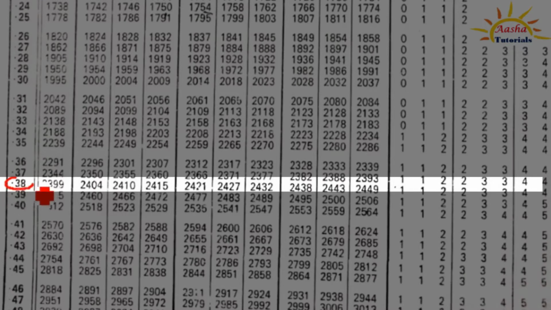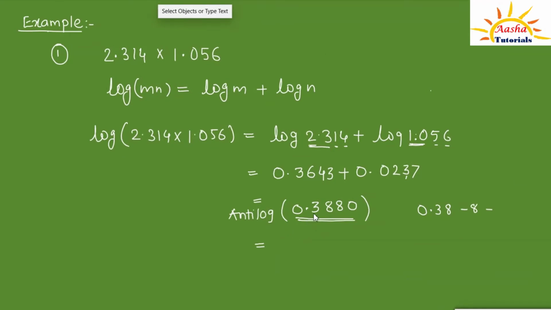Here there is 0.38, and if I go to the 8th column, how much is the value we have? 2443. So this is the anti-log of 0.38 in the 8th column. So let us write that: the anti-log of 38 in 8 is 2443. While deciding the decimal point position, just add 1 to the characteristic value. So 0 plus 1 is 1. That means as it is a positive 1, let's write the decimal point after one digit to the right. So our final answer for this product of two numbers is 2.443.